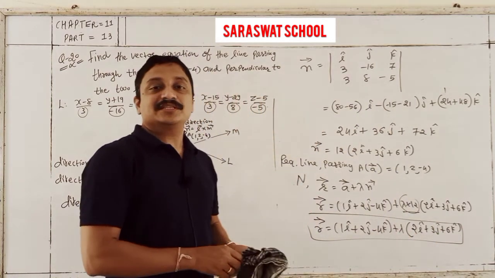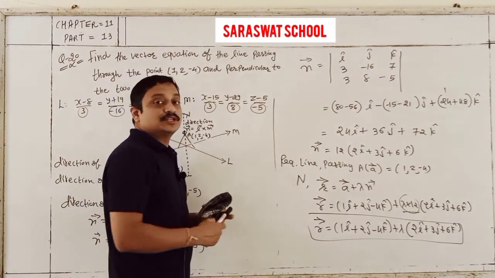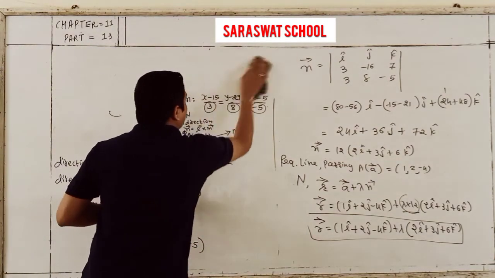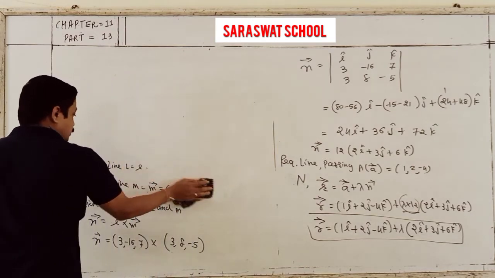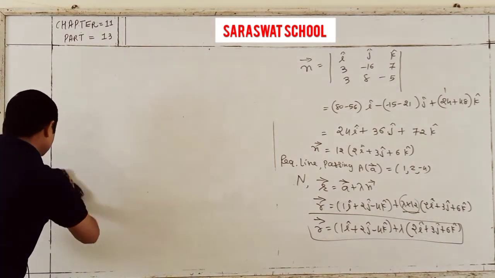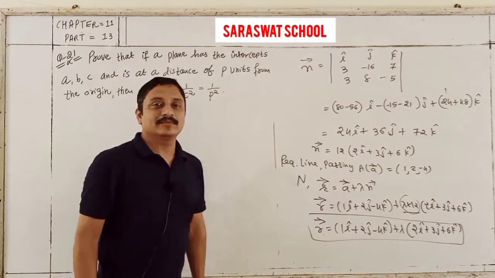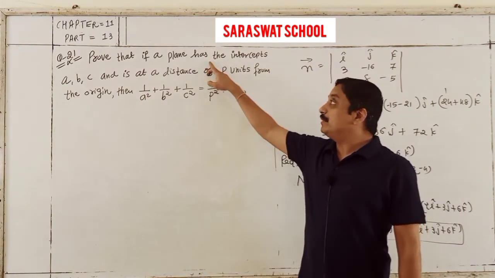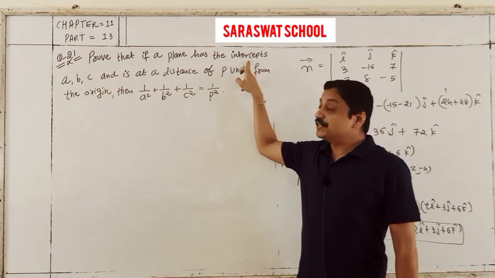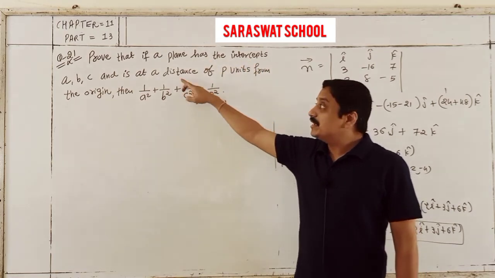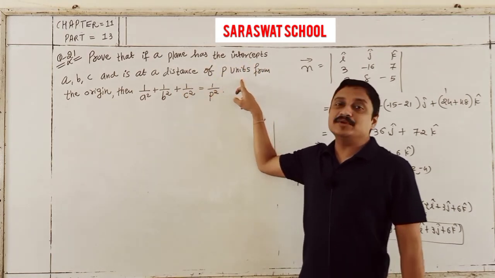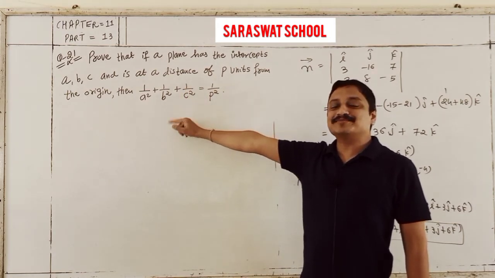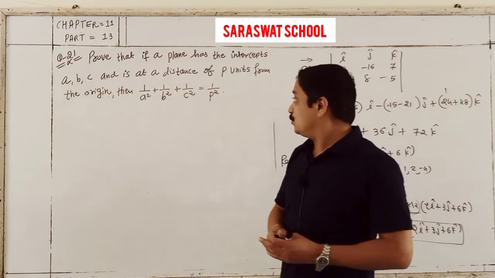Now after that, students, I am going ahead with question number 21, which is important for the board exam. Question number 21: prove that if a plane has intercepts a, b, c and is at a distance of p units from the origin, then prove that 1 by a square plus 1 by b square plus 1 by c square is equal to 1 by p square.